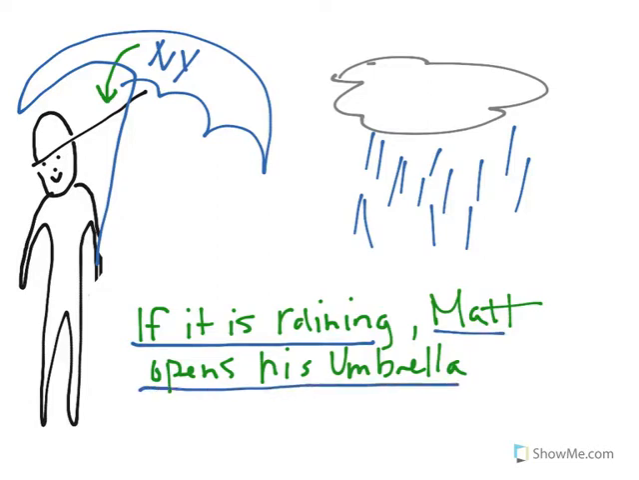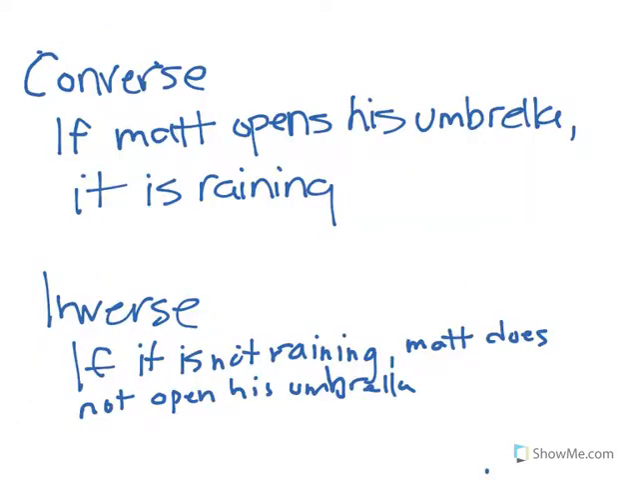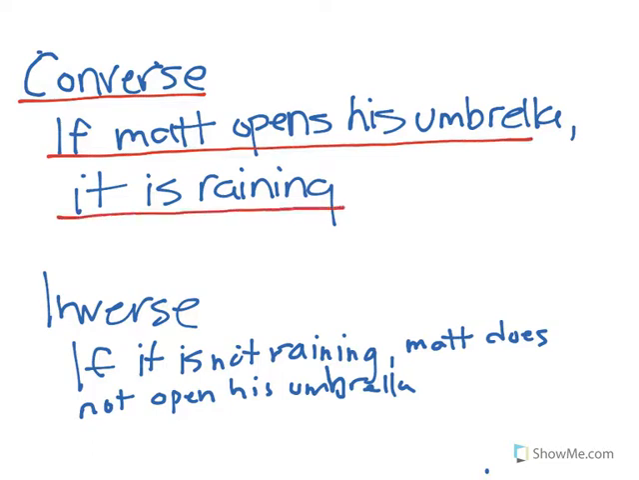What about some other statements based on that information that we have there? We're going to take a look at two others on this next page. And we're going to look at the converse of this statement. And the converse of a statement just flips the if and the then. It says, if Matt opens his umbrella, then it is raining. Well, that's not necessarily true.